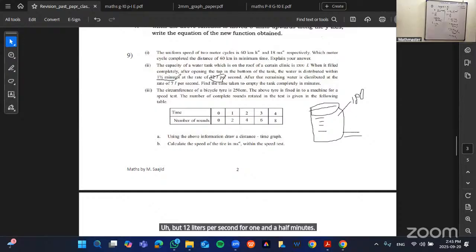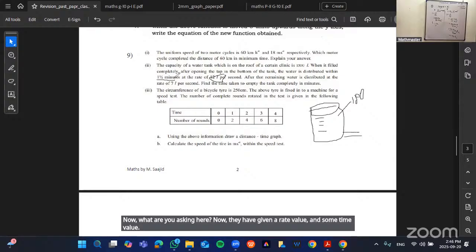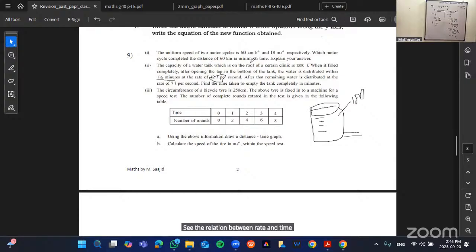For 1.5 minutes. Now you have to think. Now what are they asking here? They have given a rate value and some time value. See the relation between rate and time. What have you learned? Now see the board like this. You have learned in rates something like this.